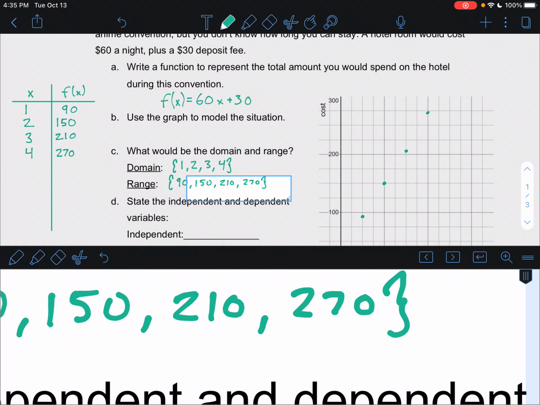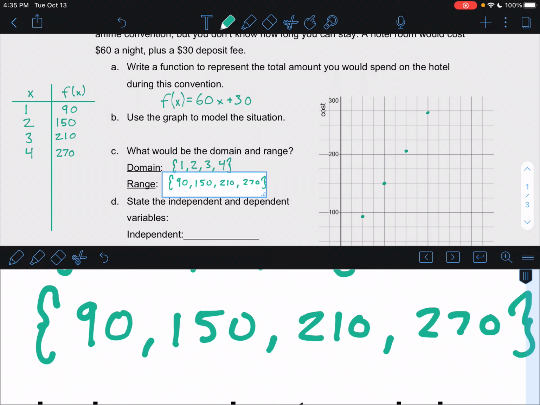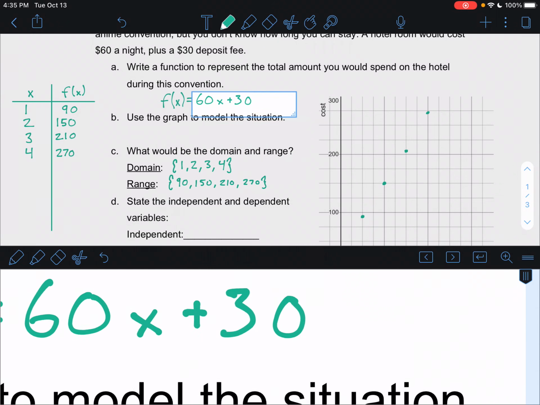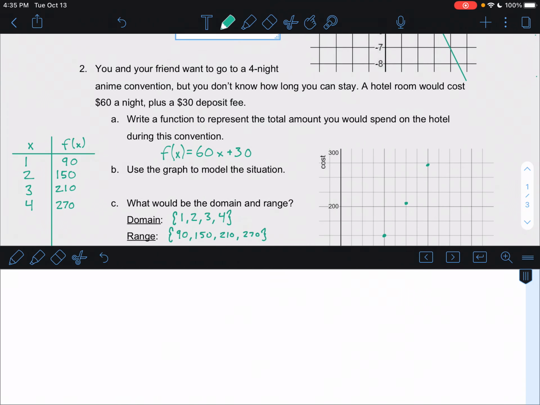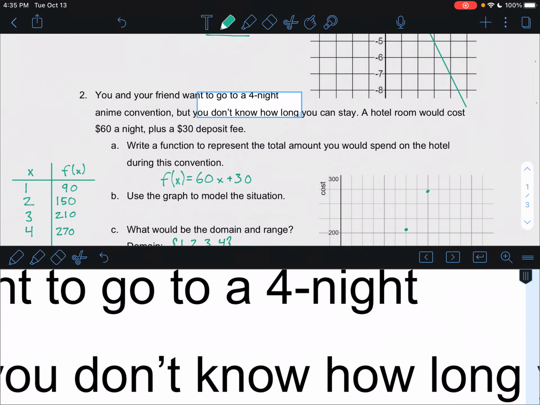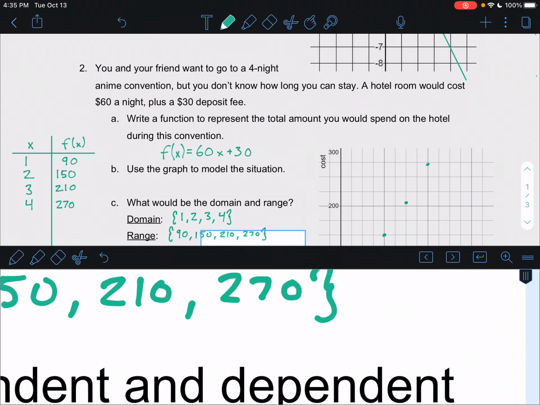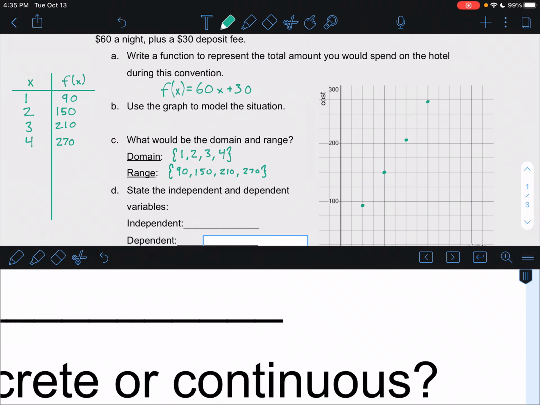There's no way that I could spend somewhere between 90 and 150. There's no way that I could spend like $130, because there's no amount of nights that I would spend that would get me that number. It goes up at a constant rate each night. It's not like I can spend half a night there.